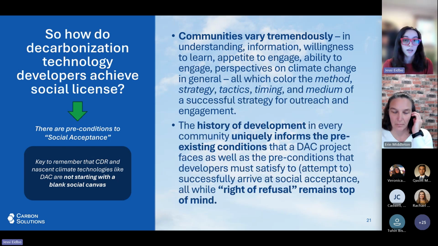And at the same time, as we discussed with wind and solar, a history of development in the community is going to inform the pre-existing conditions that the DAC project or their CDR project faces. And it's a very delicate and exciting and opportunity-filled but dynamic space that developers are now operating in, to engage in conversation about how projects can serve community, but also acknowledging and being mindful that right of refusal or the ability of communities to prevent development is still very real.